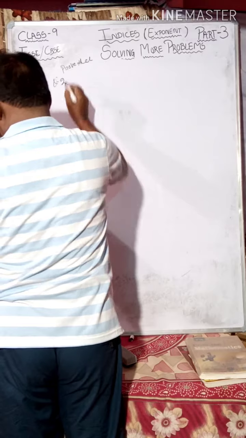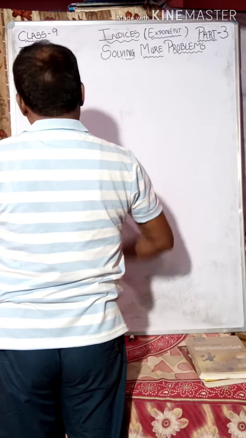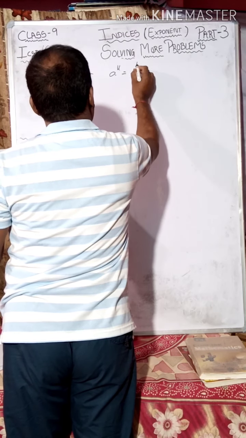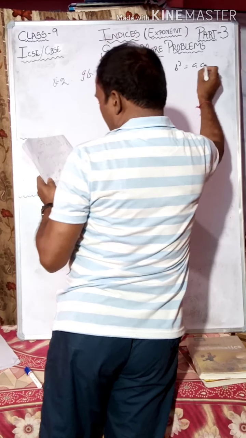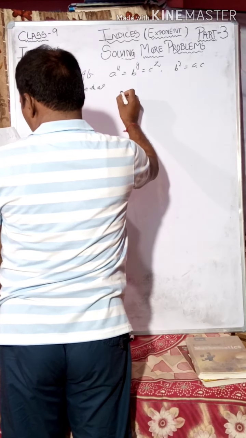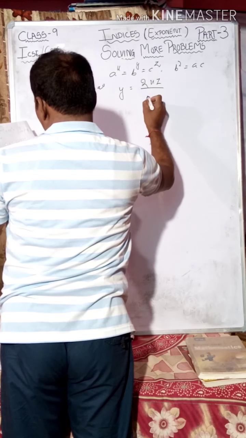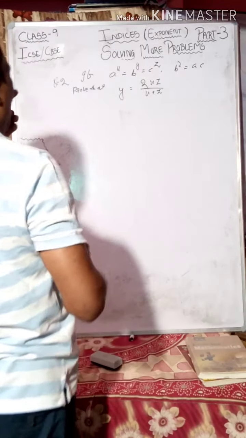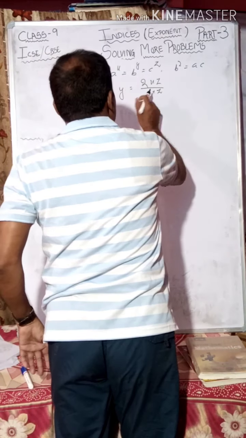Question number 2. If a to the power x is equal to b to the power y is equal to c to the power z, and b square is equal to ac, prove that y is equal to 2xz upon x plus z. This was the question.